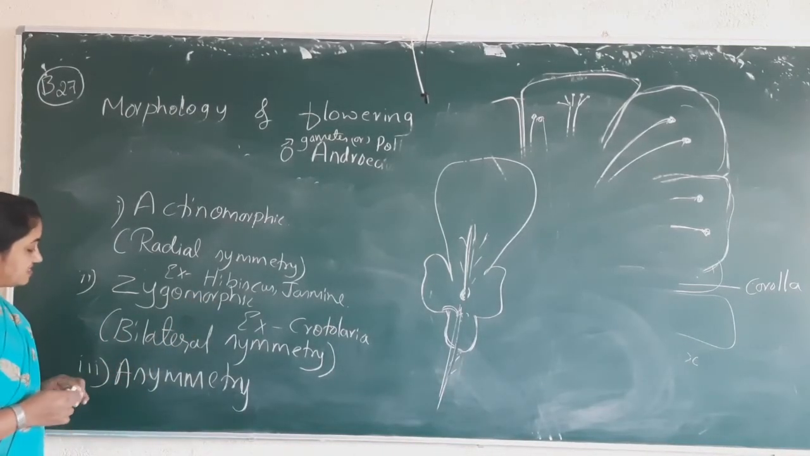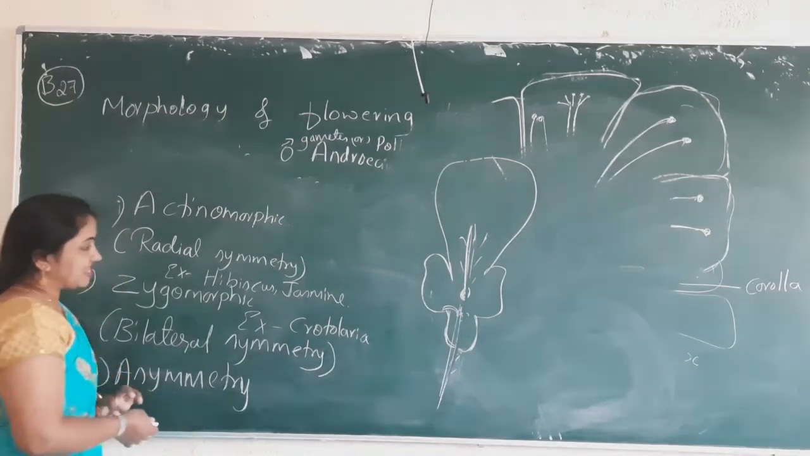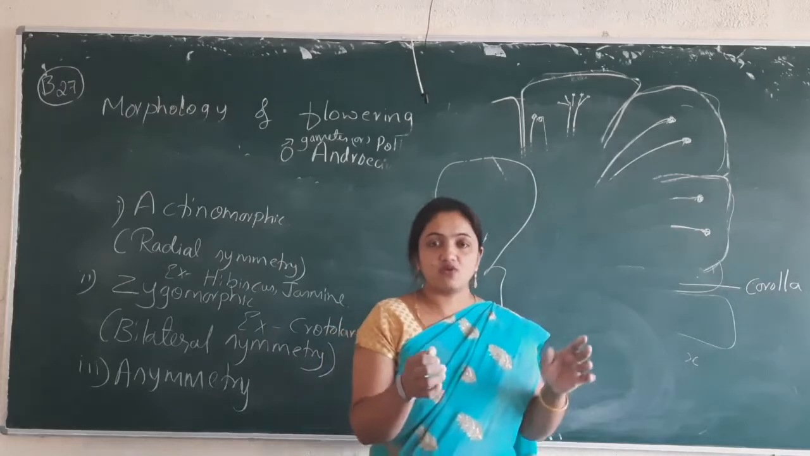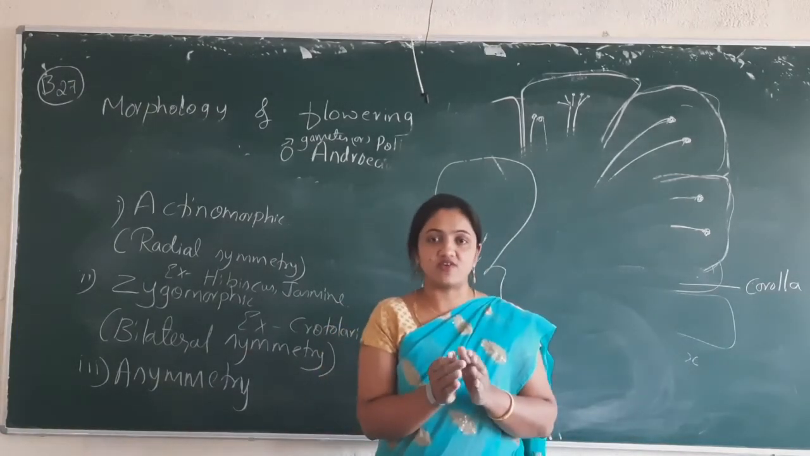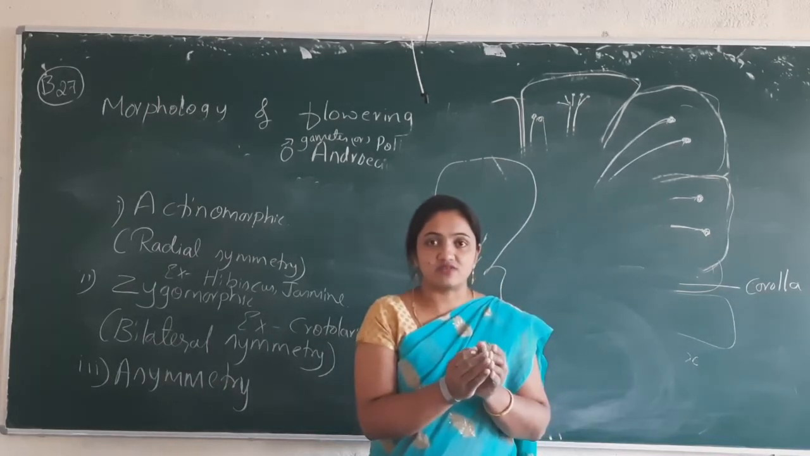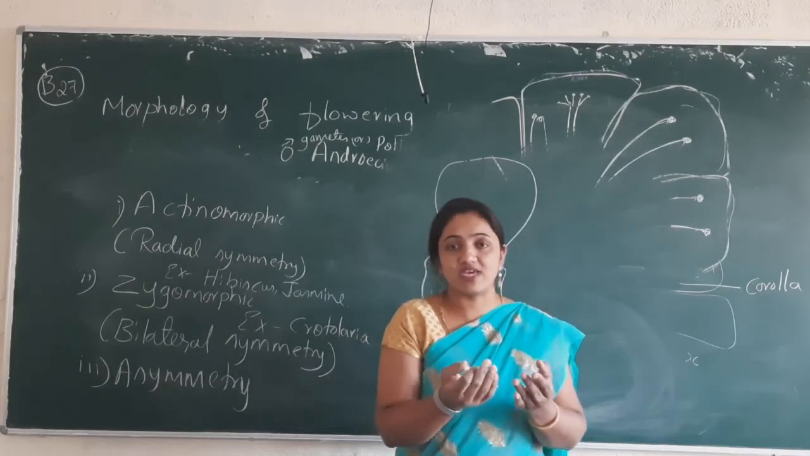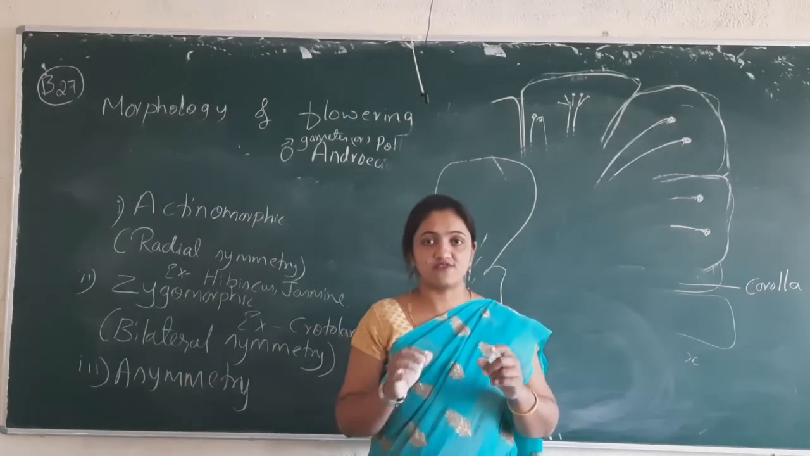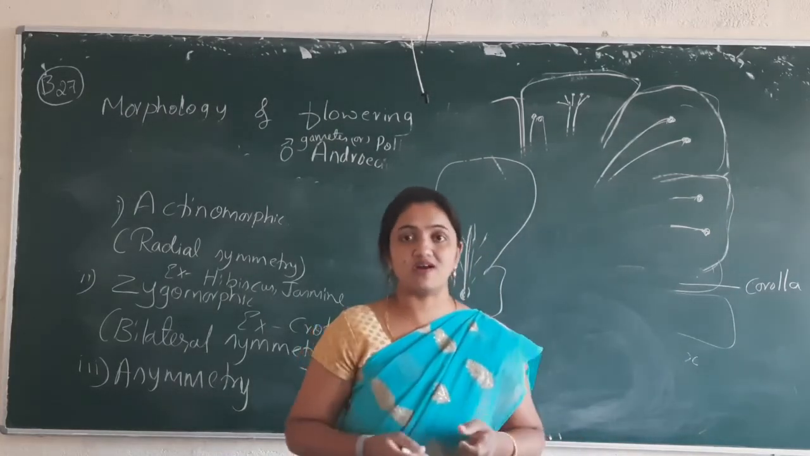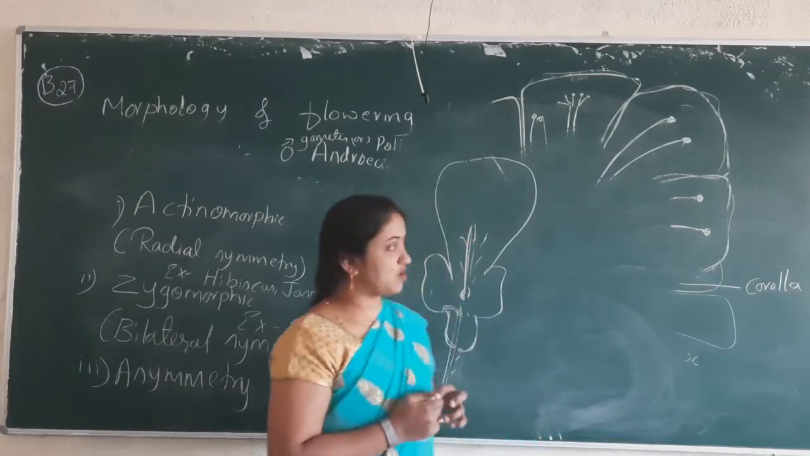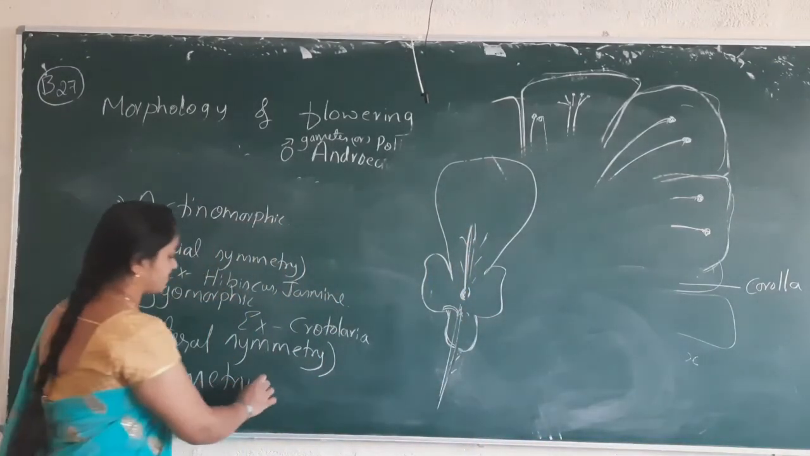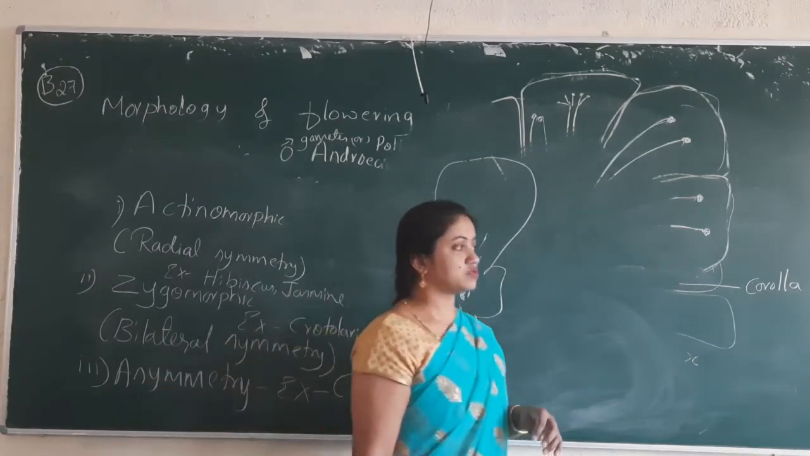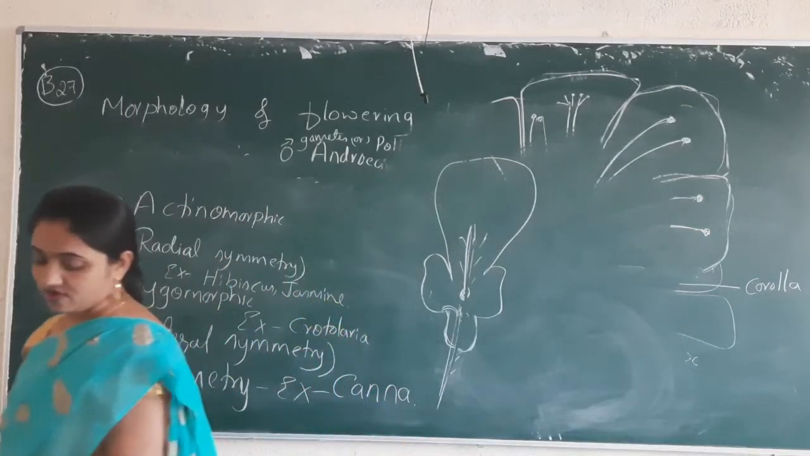One more symmetry is there. The name of the symmetry is asymmetry. Asymmetric flowers are in a condition where we can cut the flower, but we cannot decide a direction that gives two equal halves. The flower will be in an irregular manner, and it will not divide into two equal halves. Such flowers are known as asymmetric flowers. An example for asymmetry is Canna. So this is all about the symmetry of flowers.